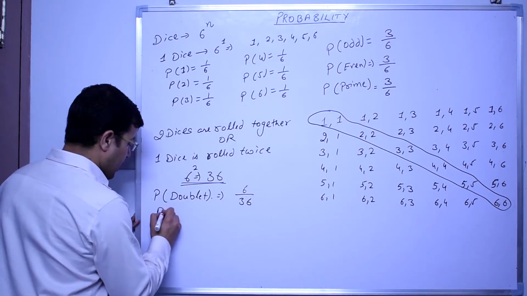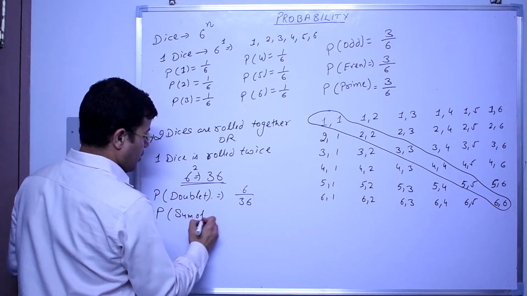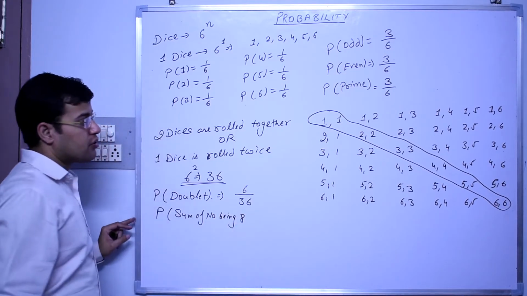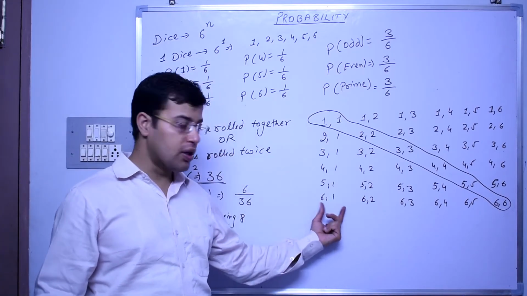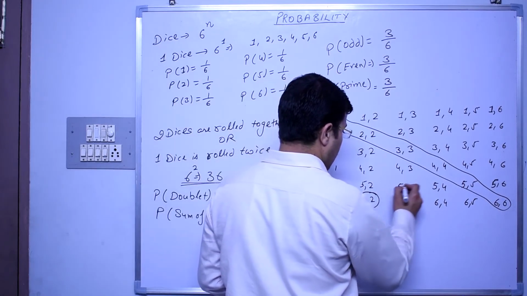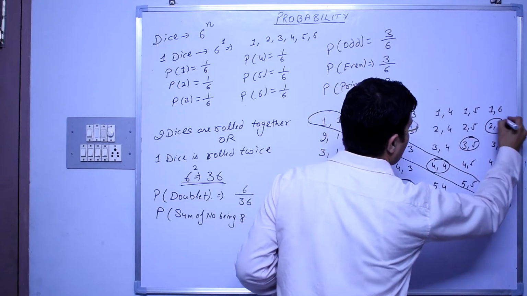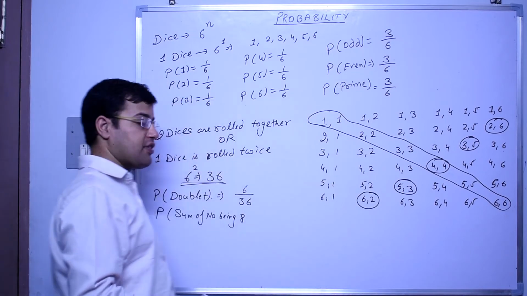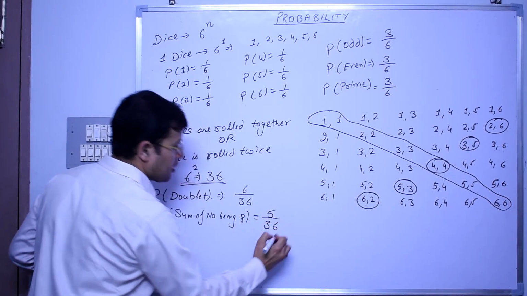Or they can ask you if the sum of the numbers is 8. So now they want that if you add these numbers, one particular pair, the sum should be 8. So we'll see 8, 8, 8, 8 and 8. So 1, 2, 3, 4 and 5 such cases. So this shall be 5 by 36.